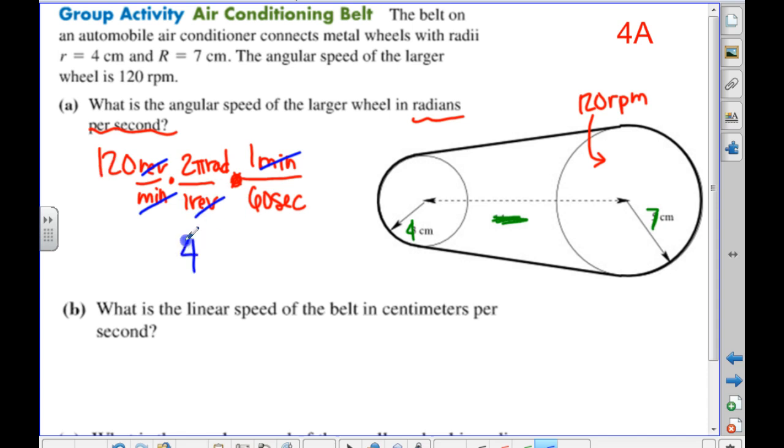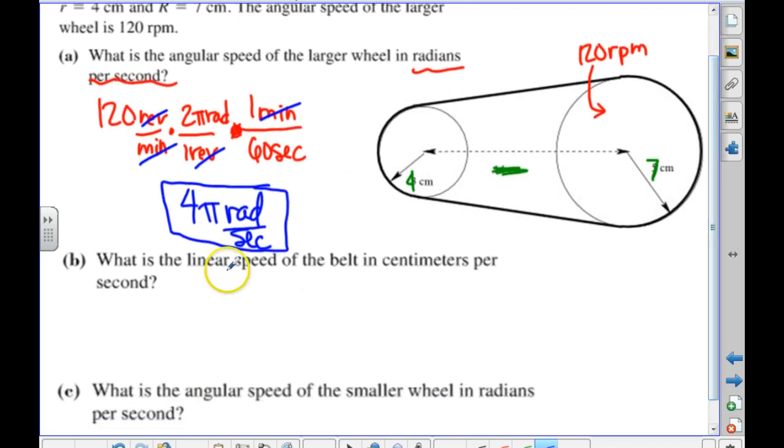Yes, it comes out 4 pi, because 120 times 2 is 240, divided by 60 is 4 pi radians per second. And because we're going to use that number throughout the problem, I'm just going to leave it. If you want to multiply it out, it's fine. So what did we just find? The angular speed, angular velocity in radians per second, omega. What is the linear speed of the belt in centimeters per second?